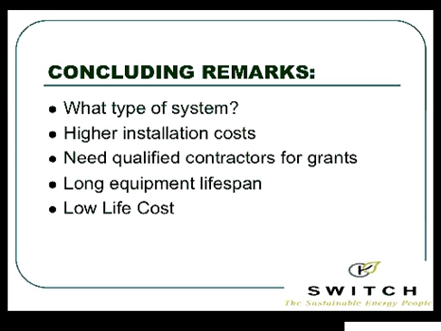That's why the government's willing to give you a large amount of money, right? It's offsetting that. And you need those qualified contractors to get those grants. But also recognize that you're going to have a long equipment lifespan and you're going to have a low life cycle cost. Okay? When you're making these decisions around hot water, solar thermal, or geothermal systems, look at the big picture. Look at the life cycle cost of it. Don't look just at that first cost.